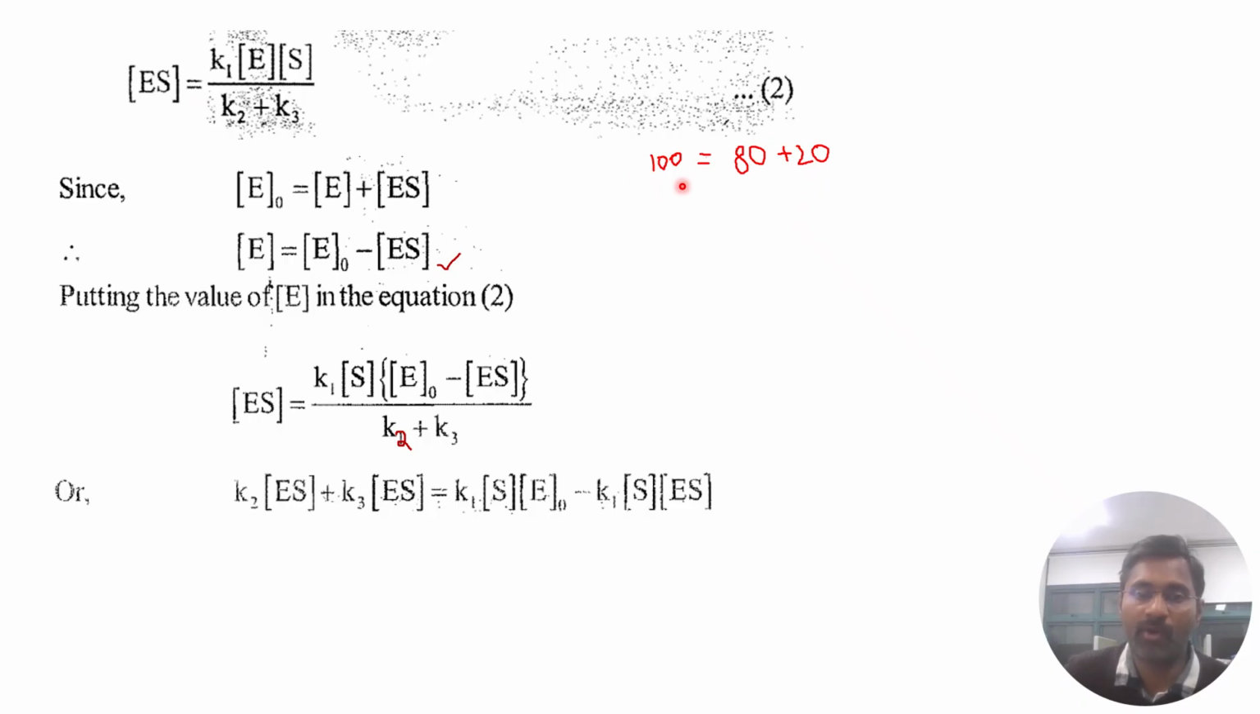So at any point of time in the reaction, the total amount of enzyme is equal to enzymes reacted plus enzymes unreacted. Exactly as written, the expression E naught is equal to the concentration of enzymes unreacted plus the concentration of enzymes reacted. From this we can write the concentration of enzyme as E naught minus ES. Substituting this expression into the second equation, we get the concentration of enzyme substrate complex as K1 into the concentration of S, E naught minus ES, by K2 plus K3.